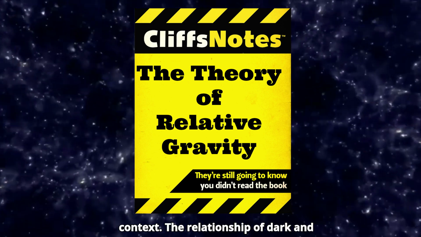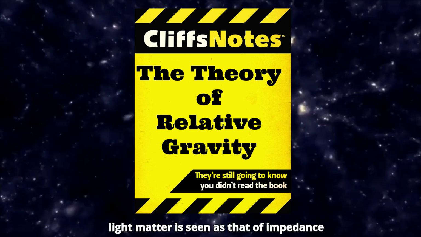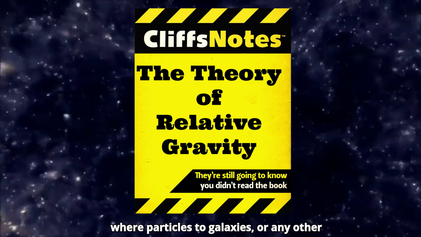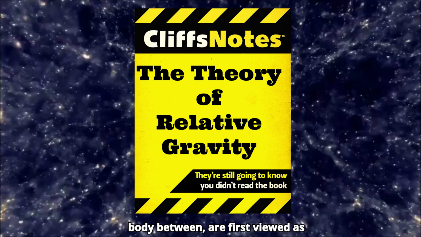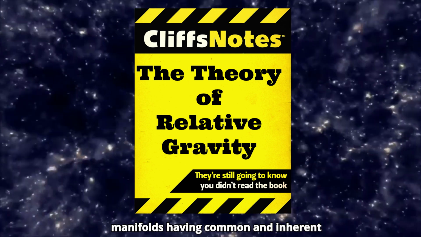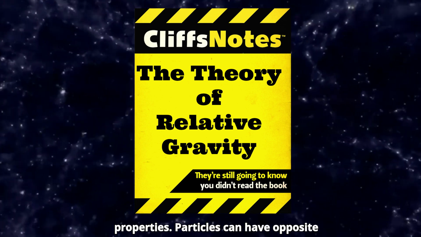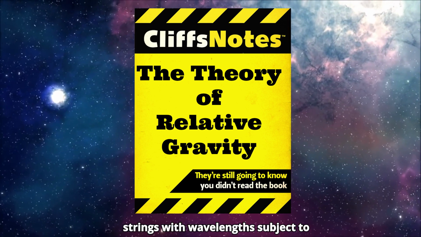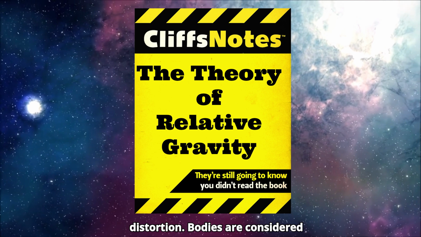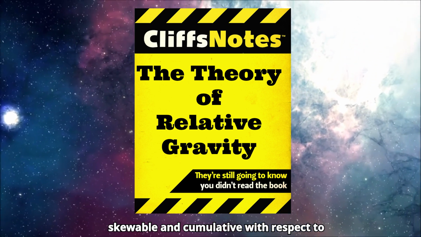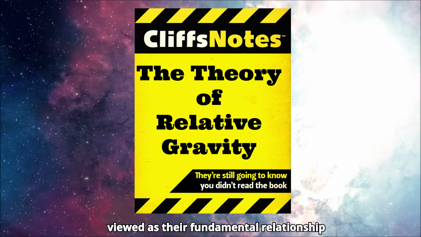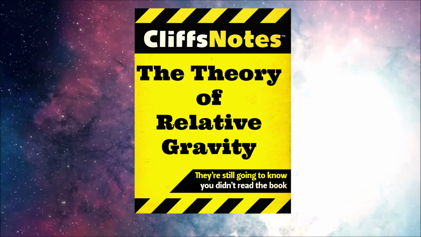by their context. The relationship of dark and light matter is seen as that of impedance, where particles to galaxies, or any other body between, are first viewed as manifolds having common and inherent properties. Particles can have opposite charge, and harmonics of vectors for strings with wavelengths subject to distortion. Bodies are considered skewable and cumulative with respect to others within their context. Gravity is viewed as their fundamental relationship through superposition.